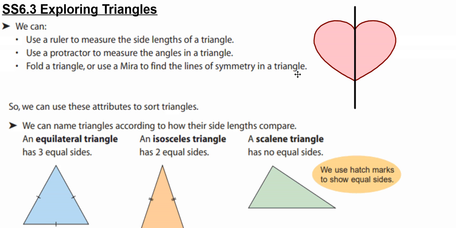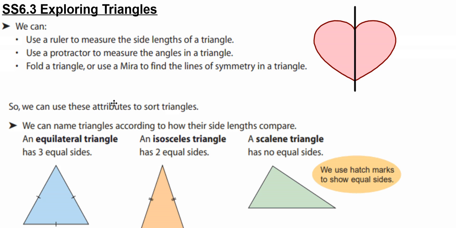Now the mirror boards are those red boards that we use, and you can see through them, but they create a bit of a reflection. We can use those to find symmetry as well. We're not going to talk about them though, because I don't think many of you have a mirror board at home.